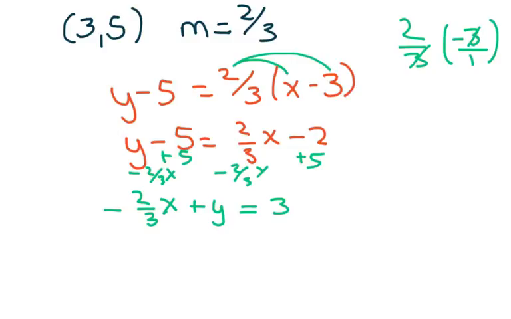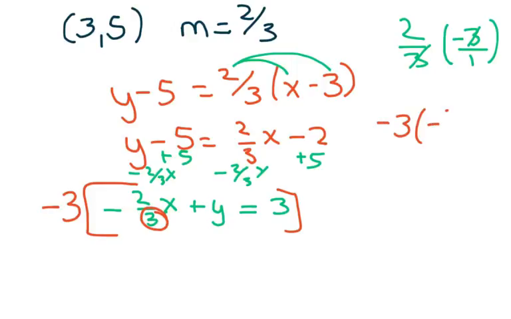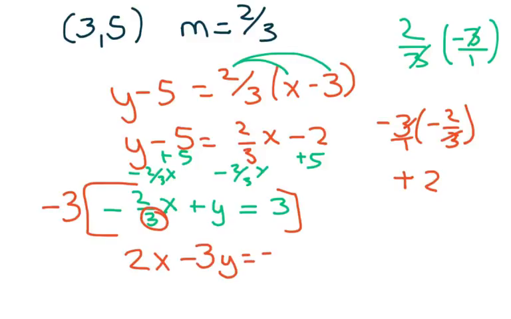So since my denominator is a 3, and this thing is negative, I'm going to multiply everything by negative 3. When I multiply negative 3 times negative 2/3, the two negatives will make it a positive. The 3's cancel. That's 3 over 1. And you get 2. So we're going to get 2x minus 3y equals negative 9. That's what standard form would be.